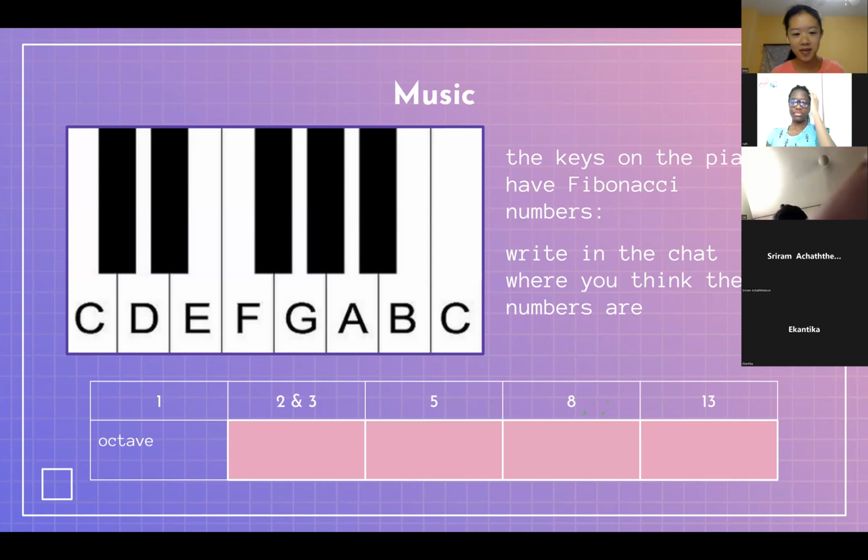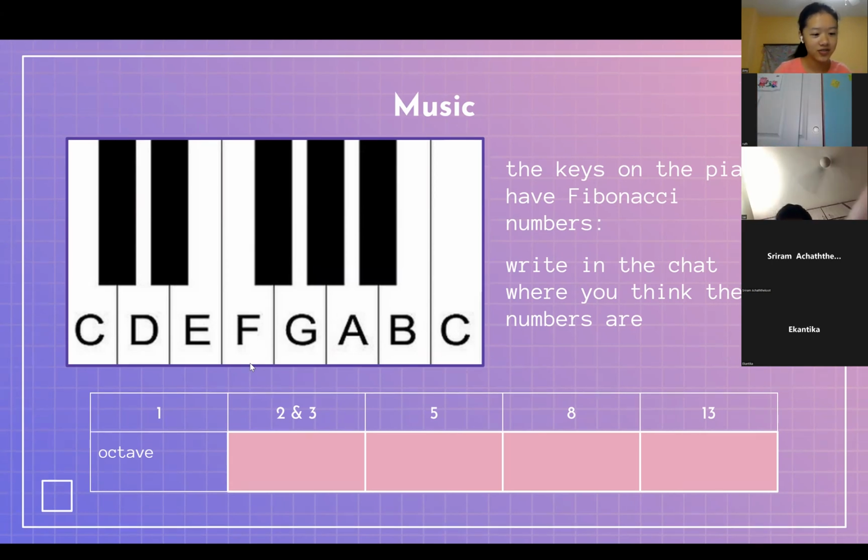I don't think anybody talked about this, but you can actually find the Fibonacci numbers on the piano keys. Does anyone play piano? Or does anyone play any instrument at all? Okay, it looks like we have some people who play piano. So you guys probably know a little bit about music then.